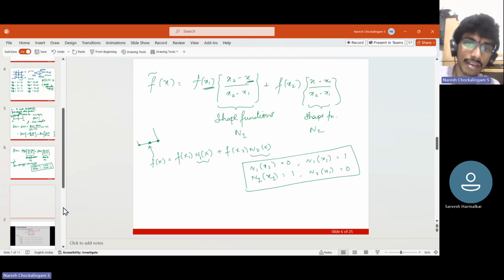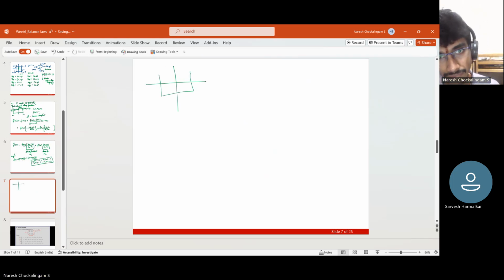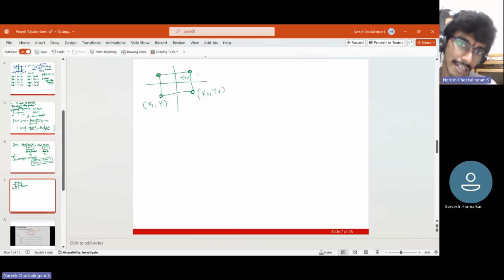Analogous to this in 2D, we have something else. So in 2D, we right now have this. We have 4 points, and you want to find out the function value at somewhere in between. Say you have a point capital X comma capital Y, and these have x1 comma y1, x2 comma y2, and so on. How do we interpolate here?